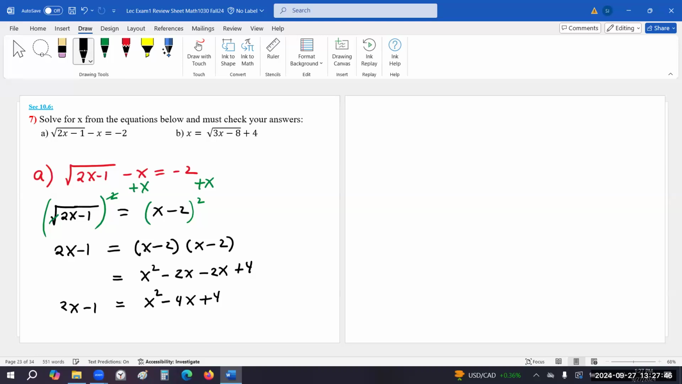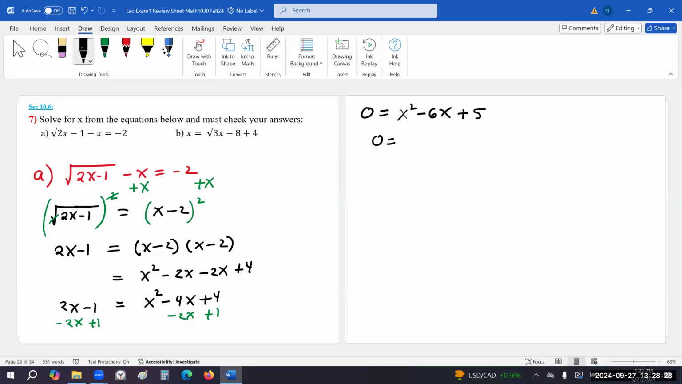And we had 2x minus 1 on the other side. And now we have so many x's floating around everywhere. So what do you do? Do you remember? Put 2x minus 1 underneath. We move 2x and 1. So what is left on the left side? 0. And now what do you have on the other side? That gives us x squared minus 6x plus 5. That's fine.